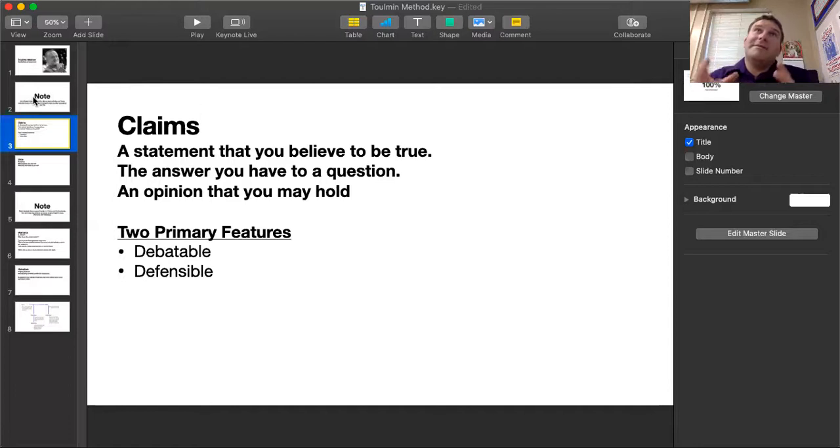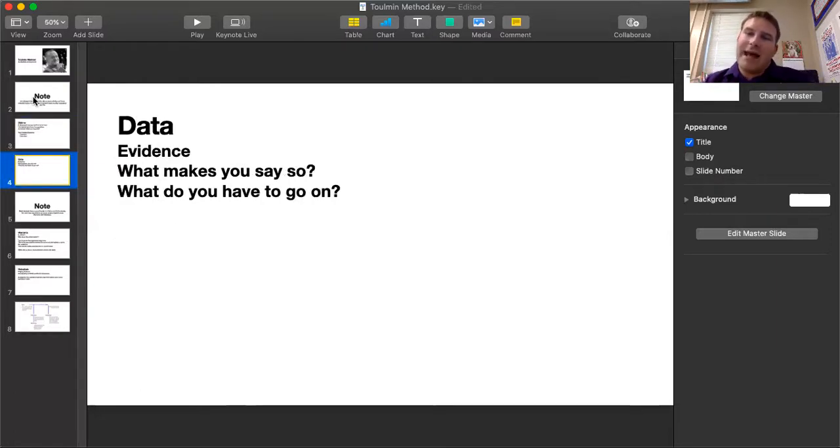It needs to be defensible. So it needs to have something that supports it, because if you can't support it, then it's not a claim. It falls apart. Luckily, that support comes from this thing called data.